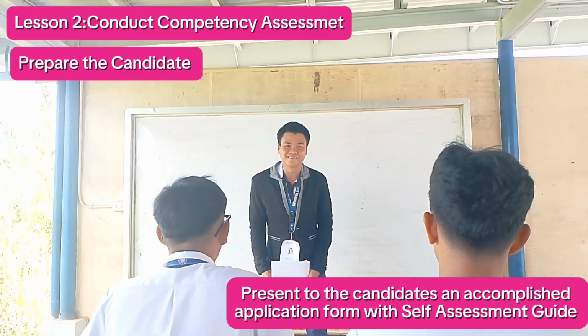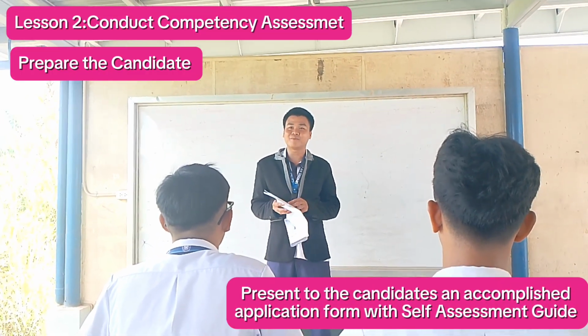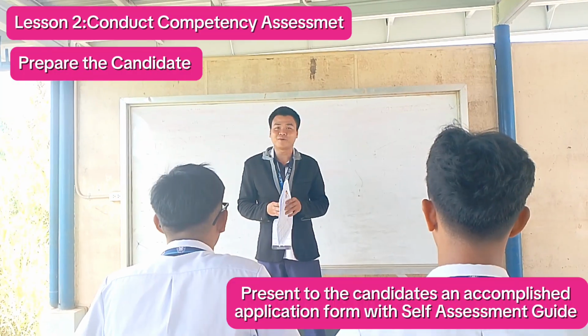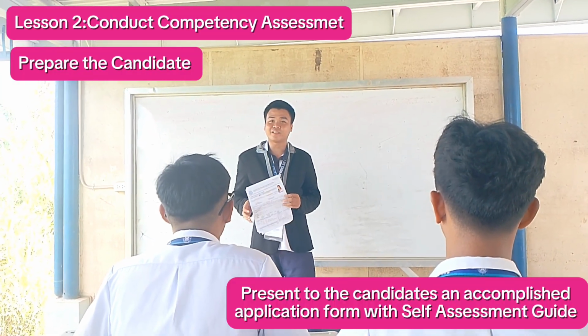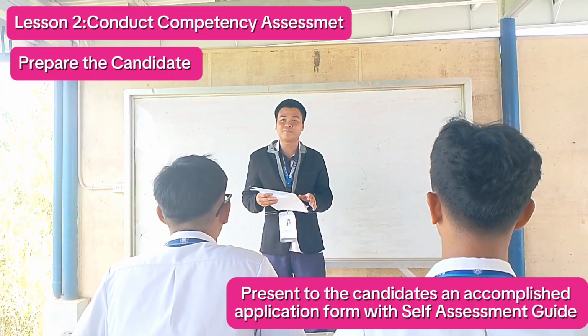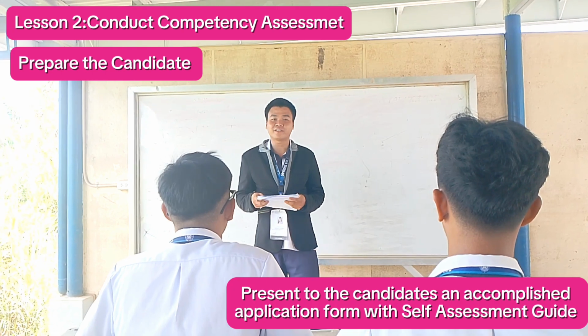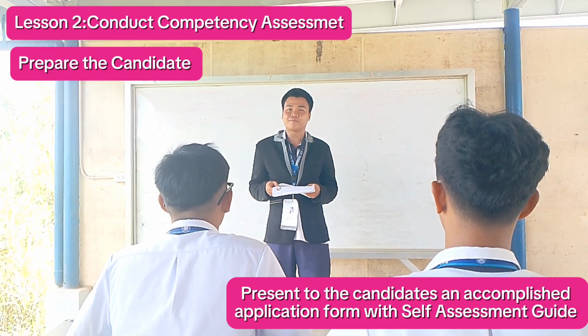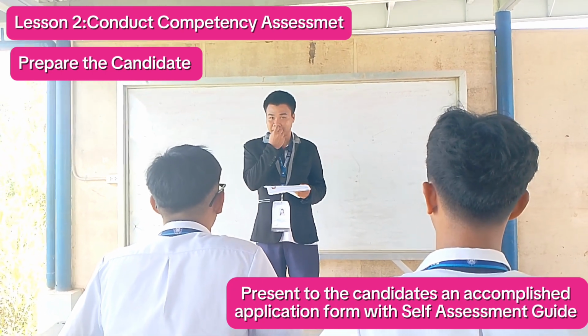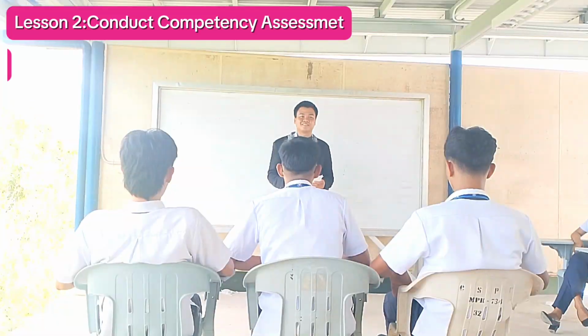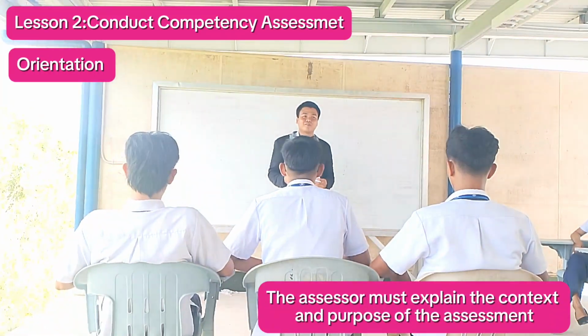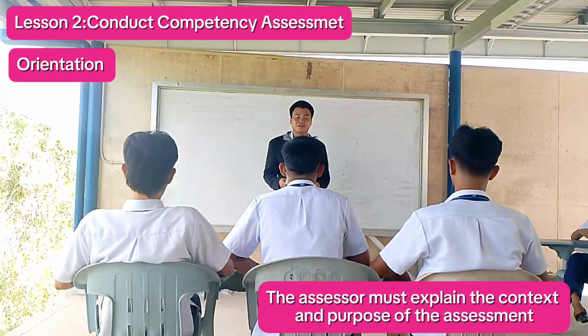Present to the candidates an accomplished application form with self-assessment guide. Application form and self-assessment guide. This is an indication that you know and can perform all the units of competency enumerated in electronic products assembly and servicing and safety. The assessor must explain the context and purpose of the assessment.